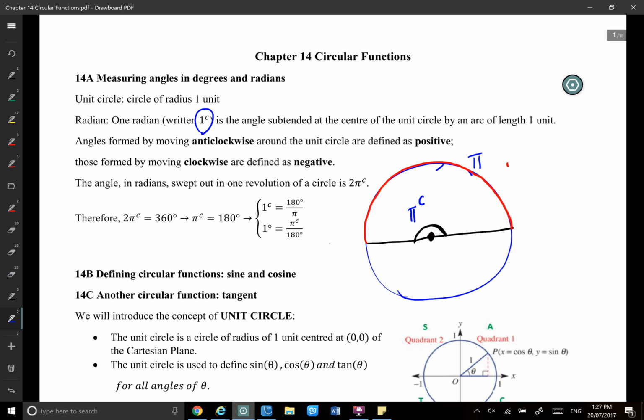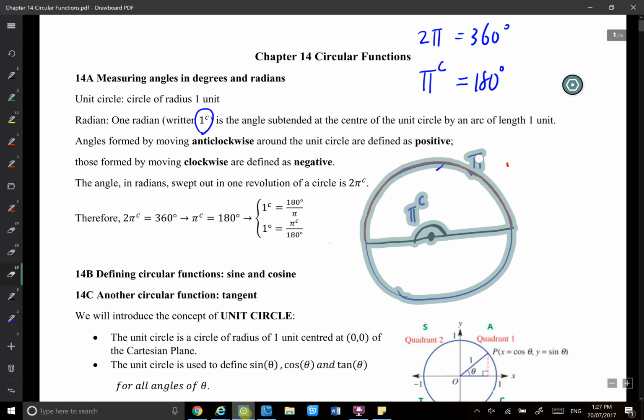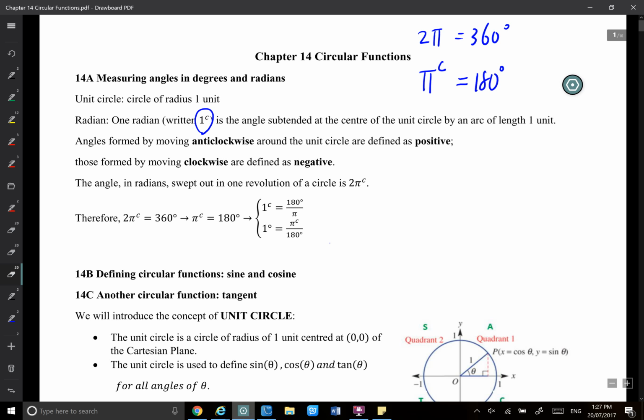And we can see what pi radian is equivalent to. Pi radian is 180 degrees. You know that a straight angle is 180 degrees. So what I'm talking about is the definition. The most important thing to know is pi radian equals 180 degrees. So 2 pi is 360 degrees. That is what we should know. I'll just go through the definition with you.